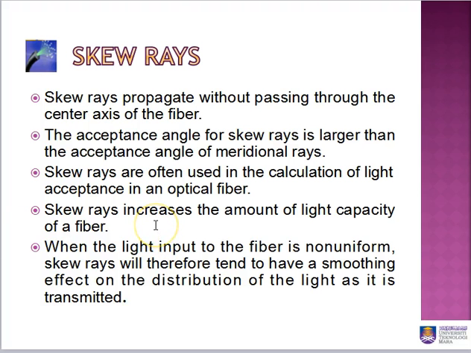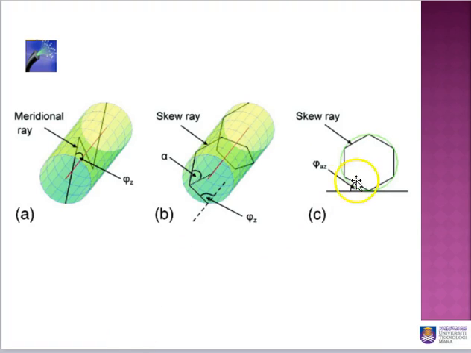Skew rays propagate without passing through the center of the fiber. The acceptance angle for skew rays is larger than the acceptance angle of meridional rays. Skew rays are often used in the calculation of light acceptance in an optical fiber. Skew rays are good for increasing the light capacity of a fiber. So let us have a look. These are the meridional rays and these are the skew rays. The cross-section of a skew ray is like this.